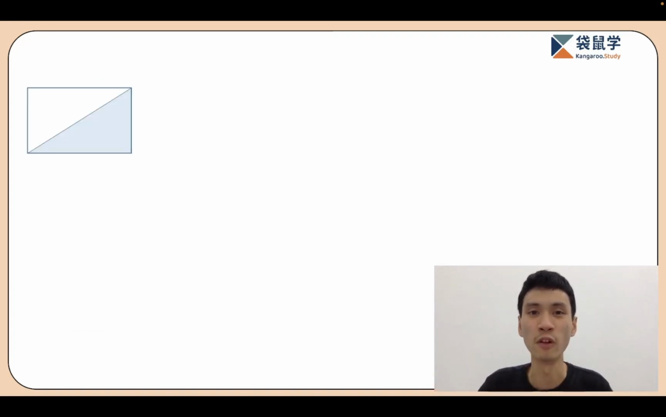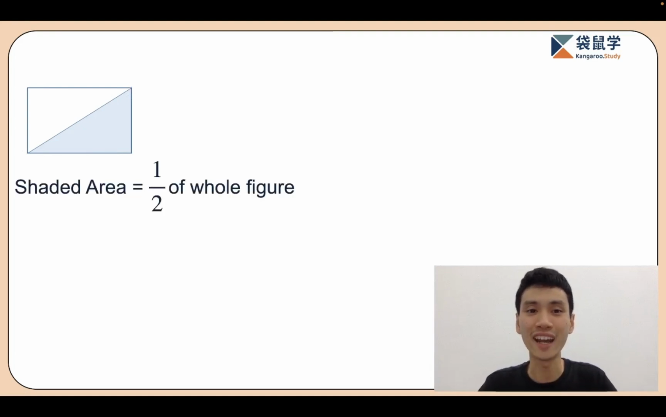Now, in this simple figure, which is a rectangle, what is the relationship between the area that is shaded, so this shaded area, and the unshaded area, this part over here? What is the relationship? That's right, they are the same area. And if that is the case, what is the relationship between the shaded area and the whole rectangle? That's right, the shaded area is 1/2 of the whole figure.